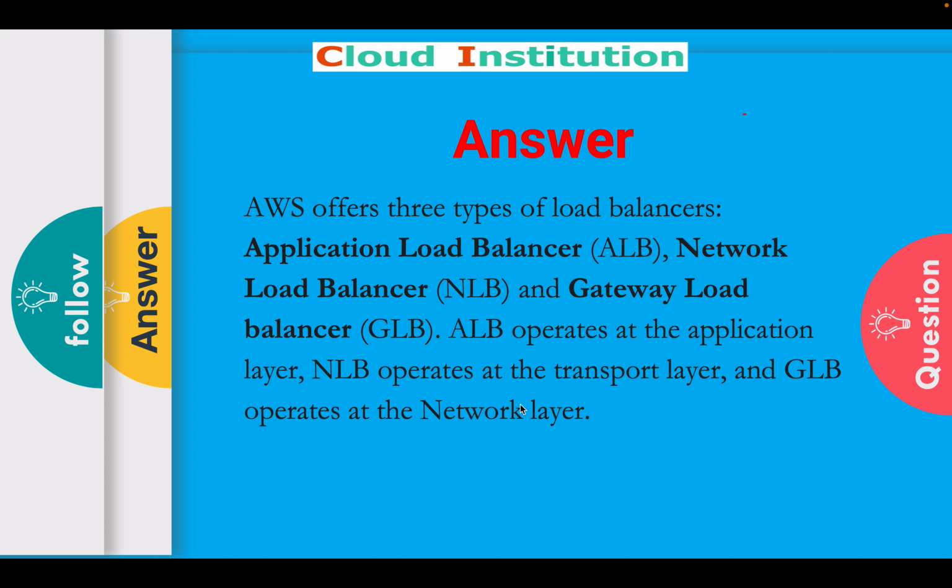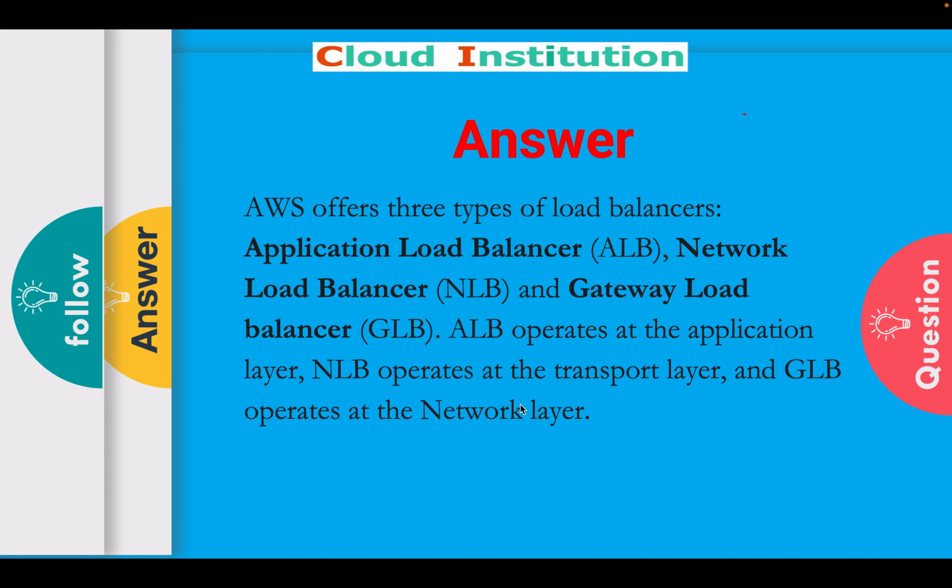Now, if you look at the load balancer types, we have seven OSI layers. Out of these, the Application Load Balancer, the ALB, operates at the application layer. The NLB, the Network Load Balancer, operates at the transport layer, which is layer four of the OSI layers. Then the GLB, the Gateway Load Balancer, operates at the network layer of the OSI model.